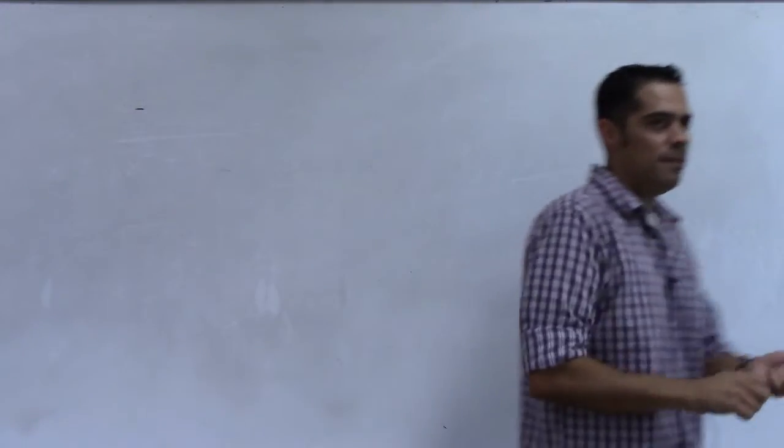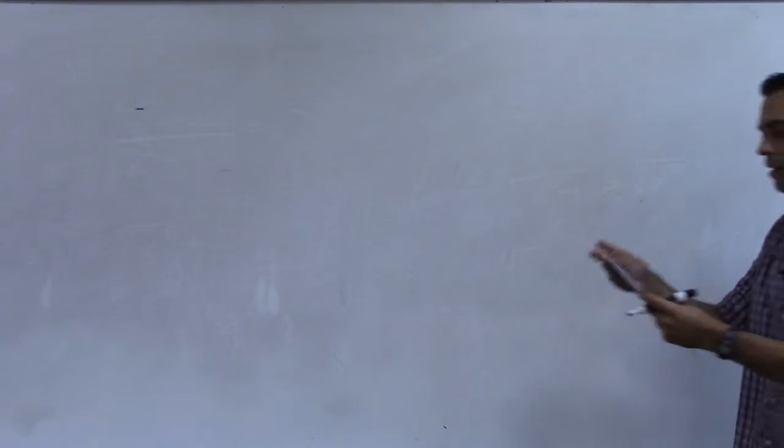So here's a specific example, all right? Let's say that we have a catenary that looks like this.